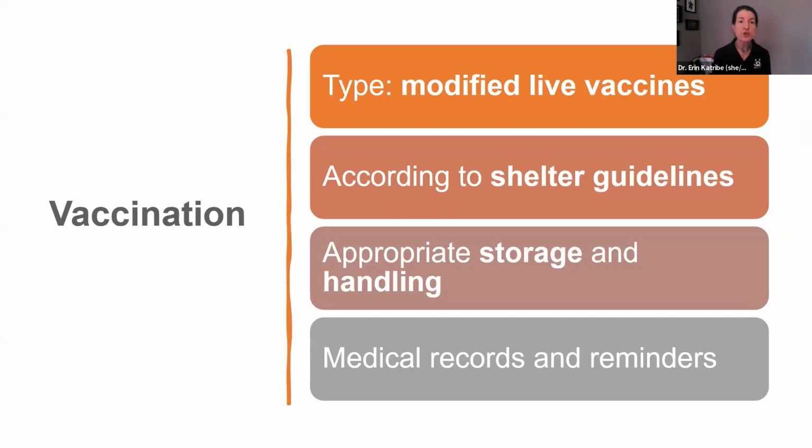When we have the option, we should always choose modified live vaccines as opposed to other types of vaccines like recombinant vaccines. They stimulate a stronger antibody response and they do it faster. So we should always choose modified live when we can.